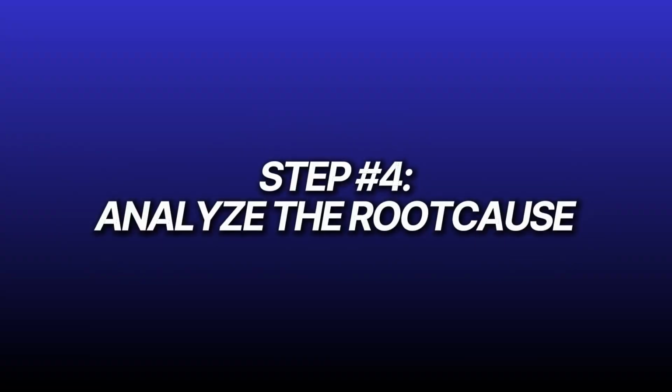Step 4, analyze the root cause. Once you know which stage is broken, look at the level 3 metrics for that stage to identify the specific root cause. Don't guess, just look at the data. Step 5, fix and measure. Implement the fix. Give it 7 to 14 days to show results and then measure again. One bottleneck at a time. That's it. That's the whole system.